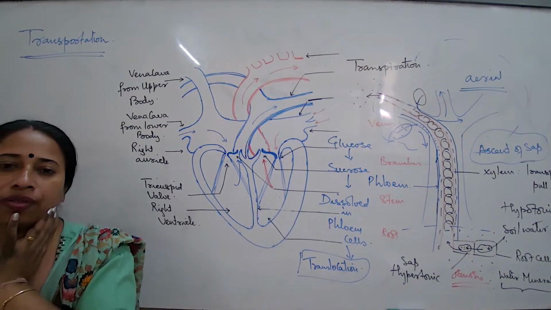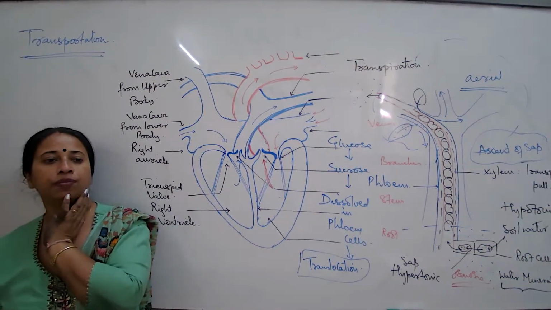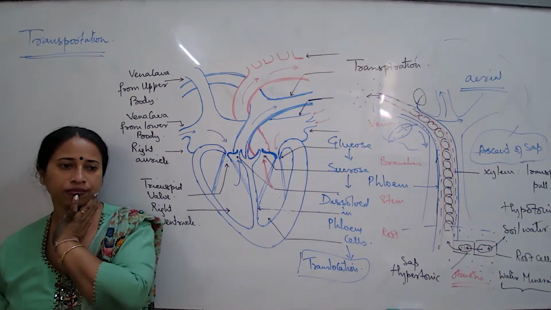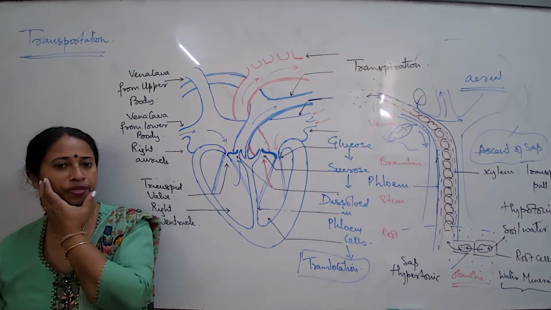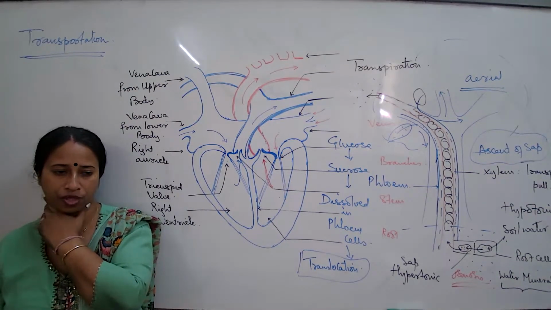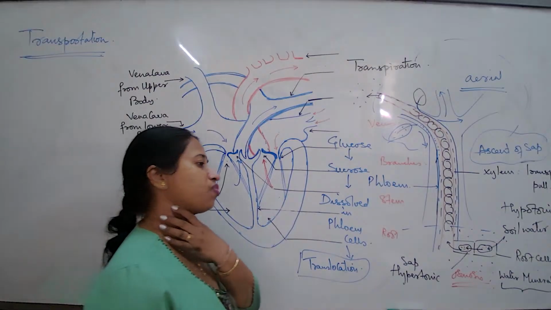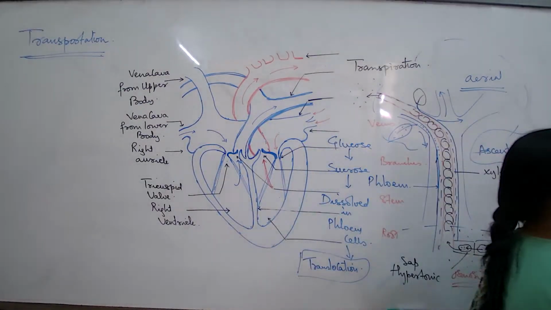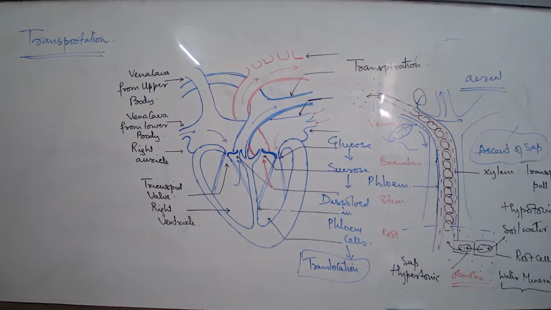The movement of water and minerals from the roots to the upper part of the plant is brought about by the xylem.